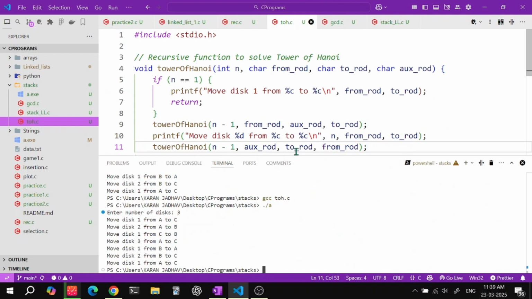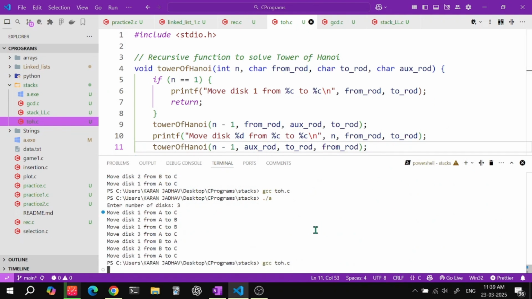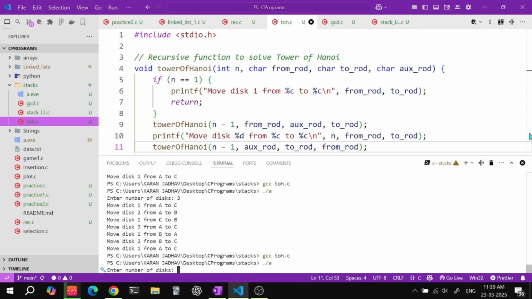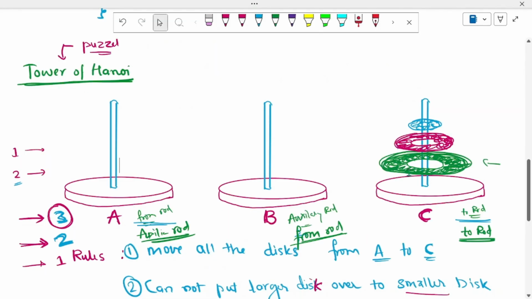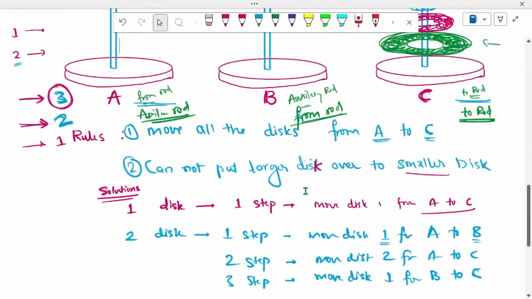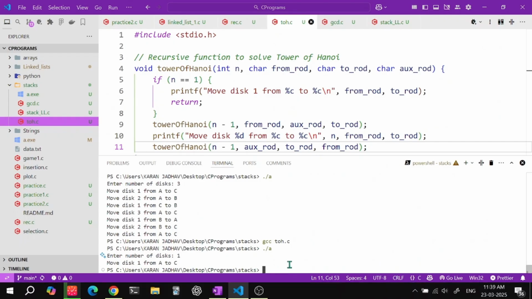Let's check whether it works or not. We'll go GCC Tower of Hanoi, right? ./a. It will ask number of disks. If I enter 1, it is showing move disk 1 from A to C. As we have written here, you can see here, move disk 1 from A to C, right?